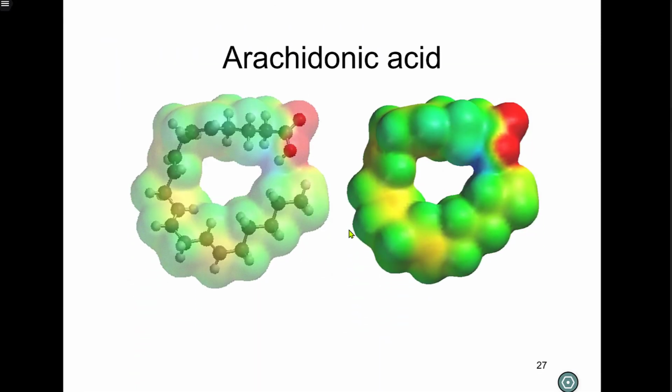That's the shape of arachidonic acid. You can see all the double bonds, the red regions that are in the arachidonic acid, and this is the shape of the pocket that the arachidonic acid fits into inside the enzyme.